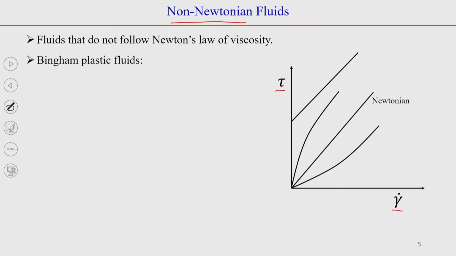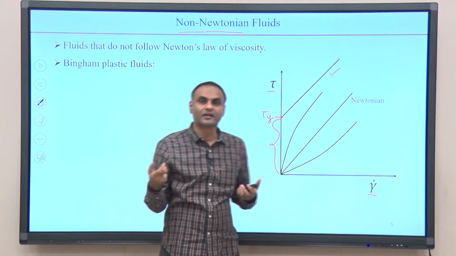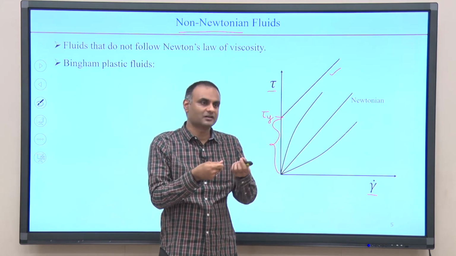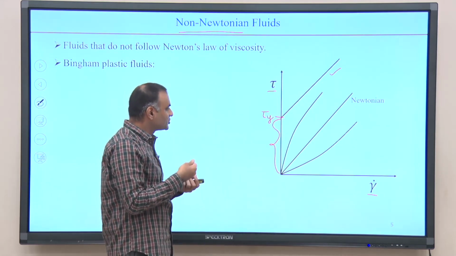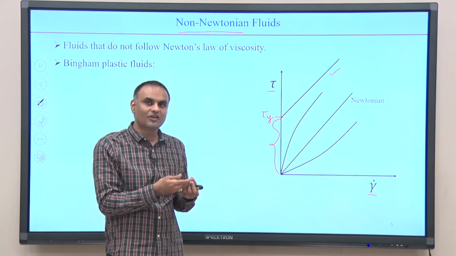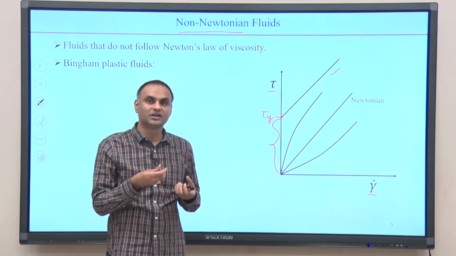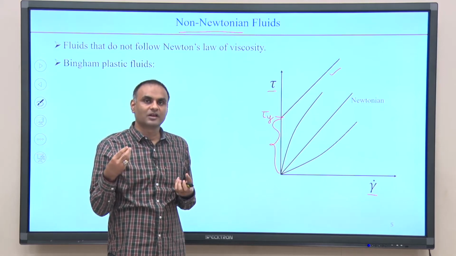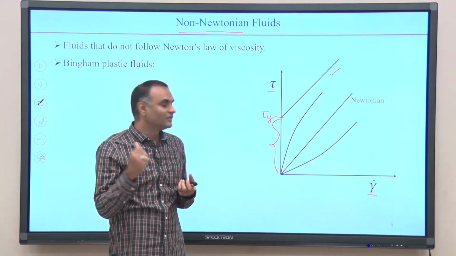So, the first one is where there is a linear relationship between tau and gamma dot, but up to a certain value of tau, which we call tau y or yield stress, there is no deformation. When you go in the morning and press the toothpaste tube, there is a particular amount of force that you need for the paste to come out. So, toothpaste is a very common example of this kind of fluid, where the stress should be above a certain threshold value, above which the fluid will start flowing.